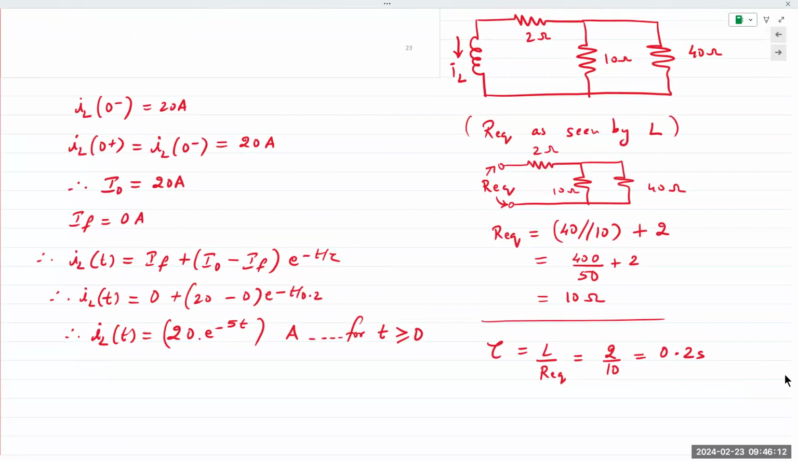And then once the switch is closed, the inductor starts discharging to all the resistors. Since there are 3 of them, we find Req as seen by the inductor. And we find tau, L over Req, 0.2 seconds. So we established I0, we established IF, and we calculated tau. We simply plug it into this equation and we obtain our answer.